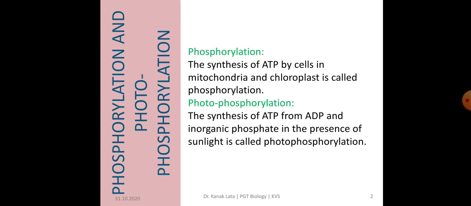First, we will discuss phosphorylation and photophosphorylation. The process through which ATP is synthesized by cells in mitochondria and chloroplast is called phosphorylation. And photophosphorylation is the synthesis of ATP from ADP and inorganic phosphate in the presence of sunlight. So this is the difference. In case of phosphorylation, no sunlight is used, but in case of photophosphorylation, the synthesis of ATP is done in presence of sunlight.